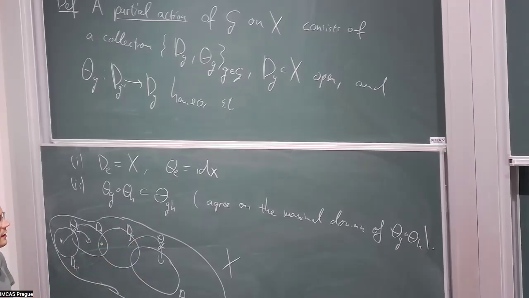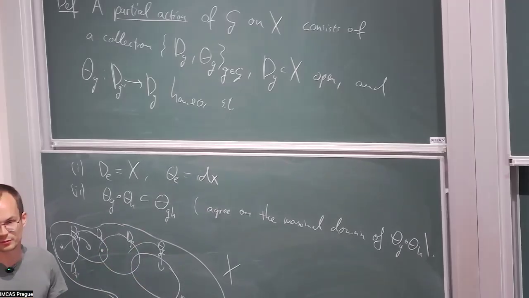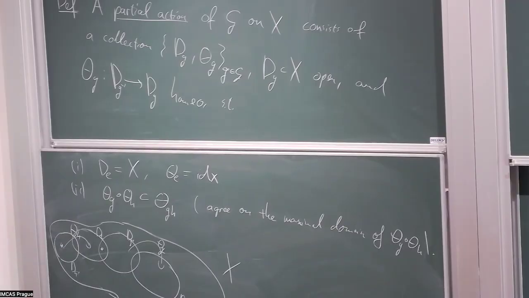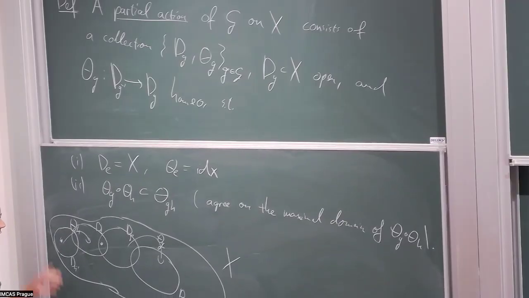So somehow these partial actions are very similar to the usual group actions, which you're probably familiar with. But everything gets a little bit weird because you have these domains and things are not defined everywhere.